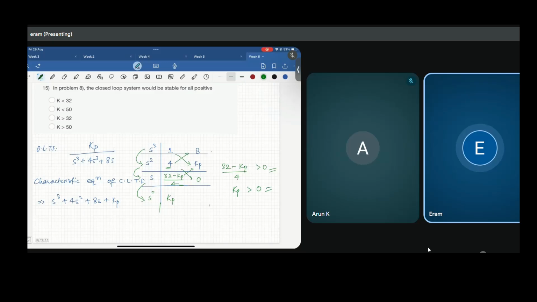Okay, if we solve it, we get 32 minus kp greater than 0. That means kp should be less than 32. And the second condition gives us kp should be greater than 0. That is what we are solving for, positive gains. So kp should be less than 32. The correct option is A.